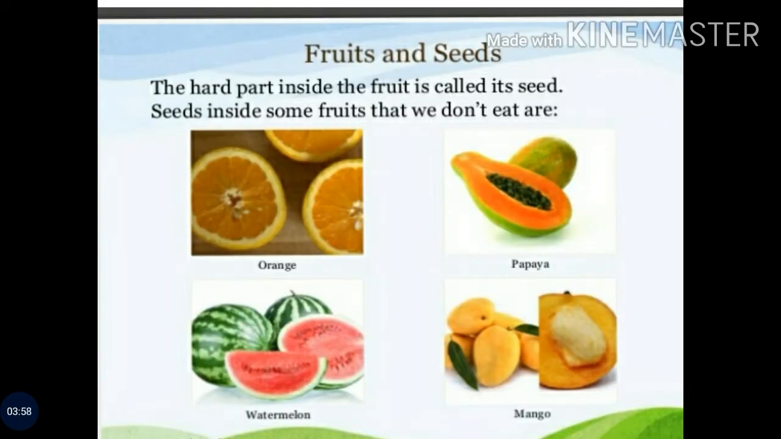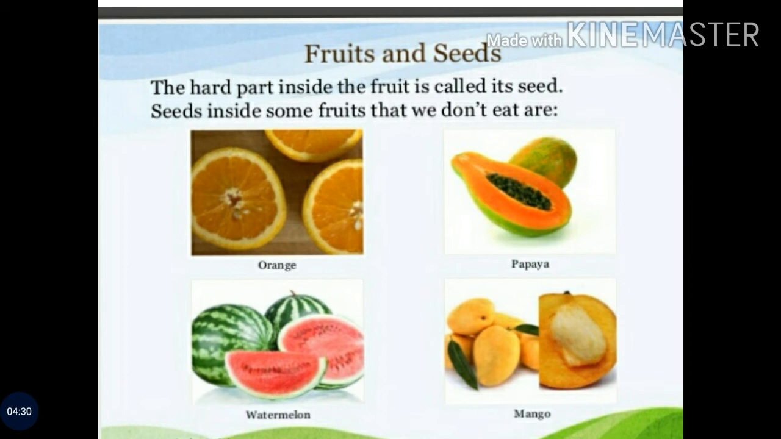Now next part is fruits and seeds. Fruits and seeds are connected to each other. The hard part inside the fruit is called its seed. Seeds inside some of the fruits we cannot eat. Here you can see some of the pictures: orange, papaya, watermelon, mango. These are the fruits which we eat. All the fruits have seeds in them.